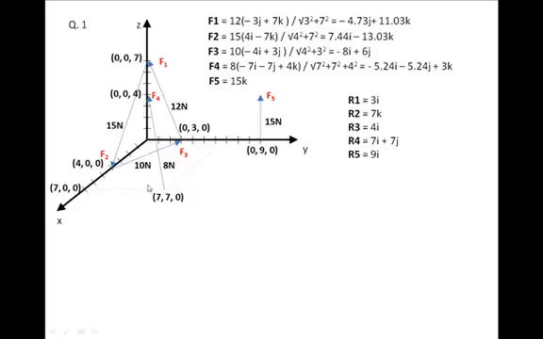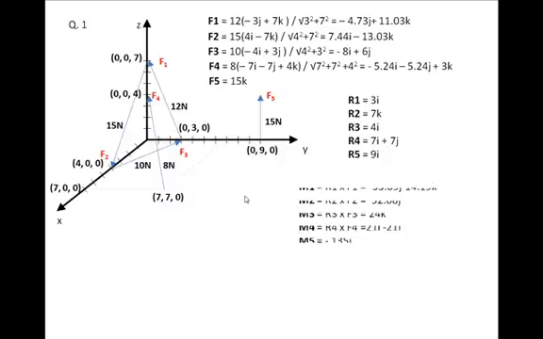Similarly R3 corresponding to F3, where the force magnitude is 10. So R3 is, see, this 4i. And R4, which goes from here to here, is 7i plus 7j, and R5 for this 15 is 9i. Then what you do is find the moment of all these forces about the origin, and for that these position vectors are useful.